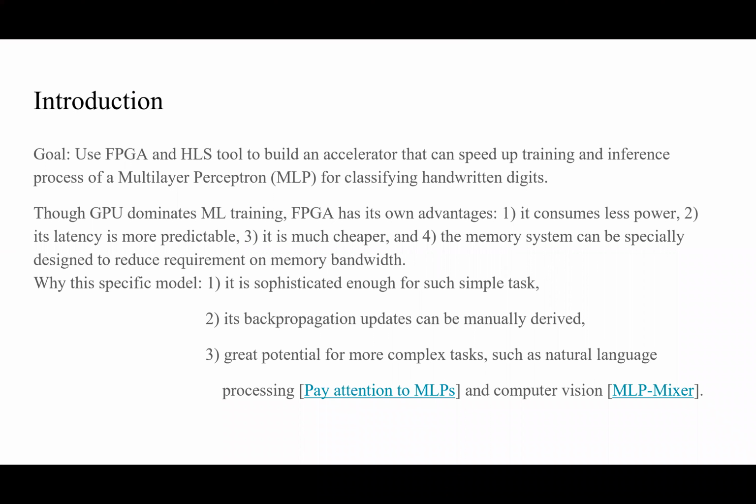The goal of our project is to use FPGA and HLS tools to build an accelerator that can speed up the training and inference process of a multilayer perceptron for classifying handwritten digits. Although GPU dominates ML training, FPGA has its own advantages. First, it consumes less power, and second, its latency is more predictable. Third, it's much cheaper, and fourth, the memory system can be specially designed to reduce the requirement on memory bandwidth.